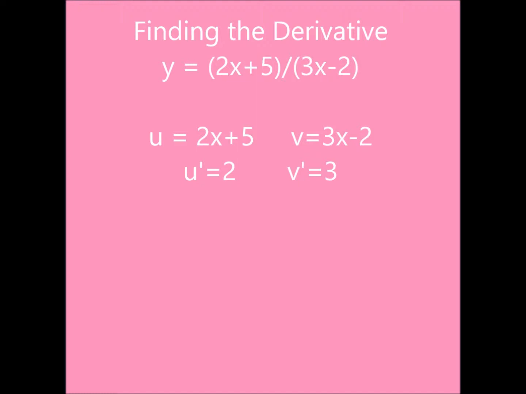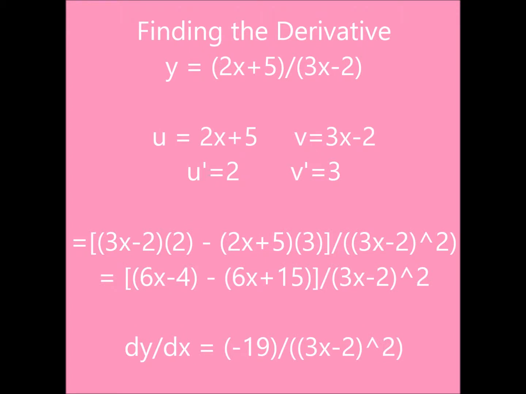U would equal 2x plus 5, v would equal 3x minus 2, u prime would equal 2, and v prime would equal 3. Then you plug the numbers into the equation vu prime minus uv prime all over v squared. When you do that, you get the quantity 3x minus 2 times 2 minus the quantity 2x plus 5 times 3, all over 3x minus 2 squared.